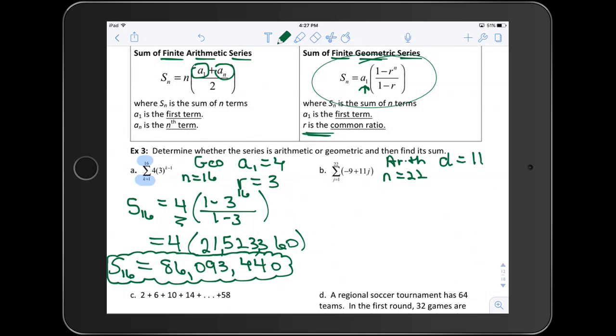So to do that, I am putting 1 into that explicit formula. So I'm going to go -9 plus 11 times 1. So I need to get my initial value. So I'm putting 1 in for j because it's the first term. Simplifying it, that gives me 2. And then the last term would be the 22nd term. So I get -9 plus 11 times 22. And that, when you simplify it, will equal 233.